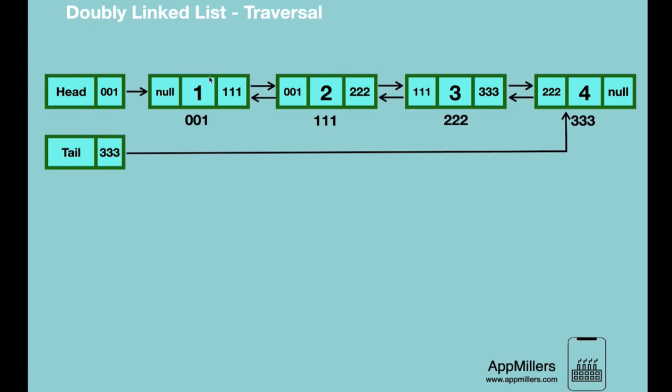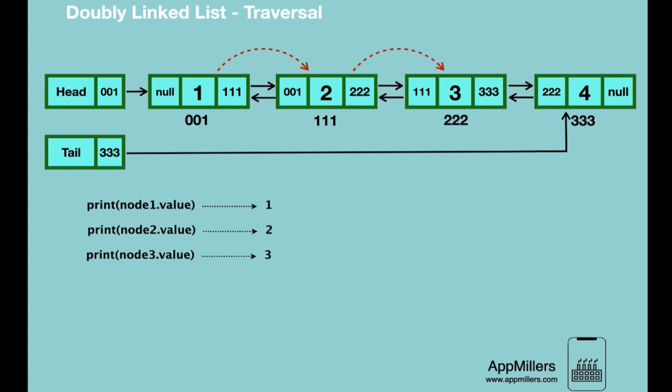So we start from the first node and print its value. Then we move to the next node and print its value, node 2. Then we move to third node and print its value. And then we move to the last node and print its value. And that's how traversal works in double linked list.